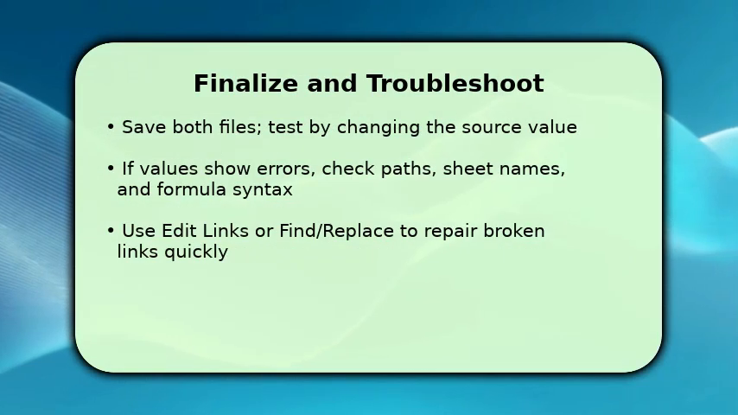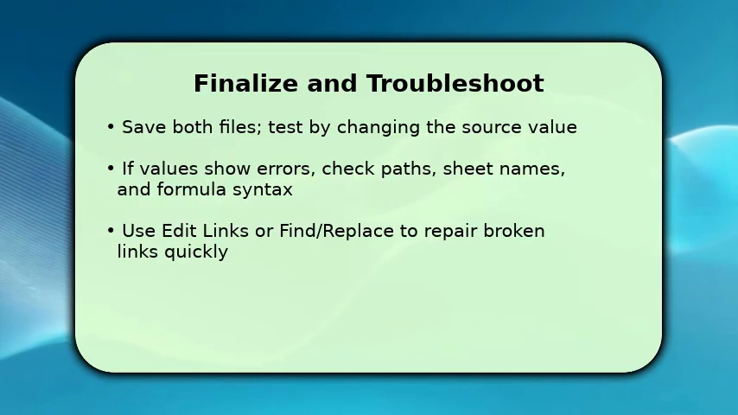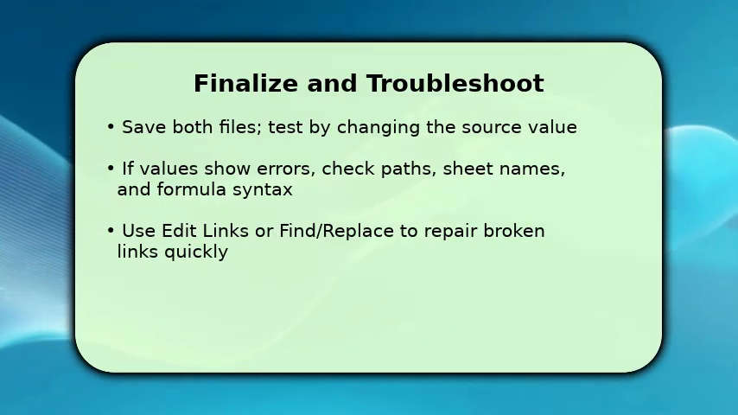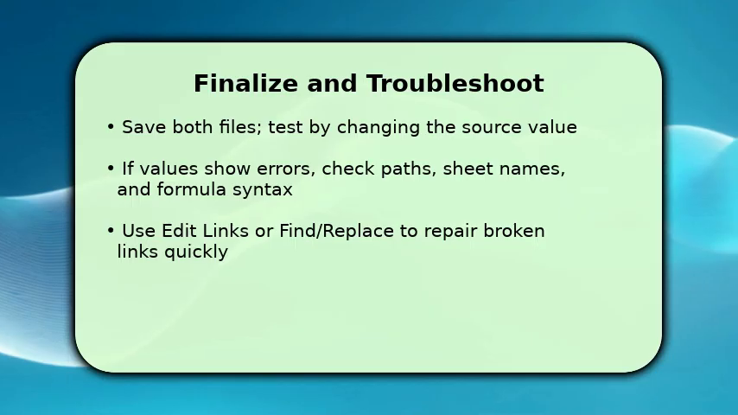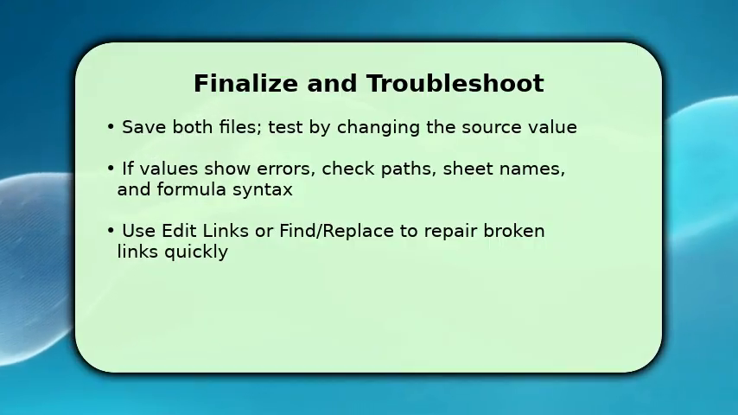To finish, save both workbooks and test the connection by changing a source number. You should see the destination update immediately if both are open, or update after reopening if closed. If you encounter #REF or stale values, make sure the source file path, workbook name, and sheet name match exactly. Also check for renamed or moved files.